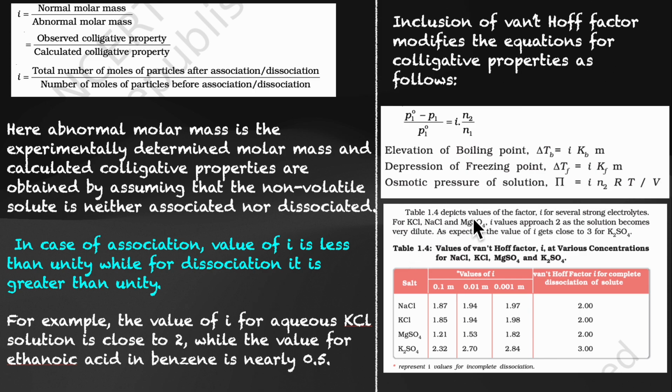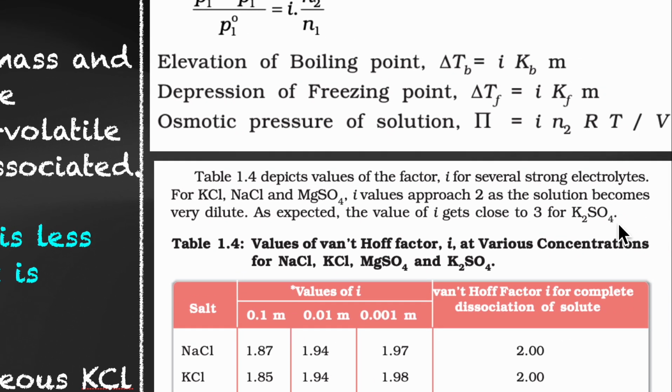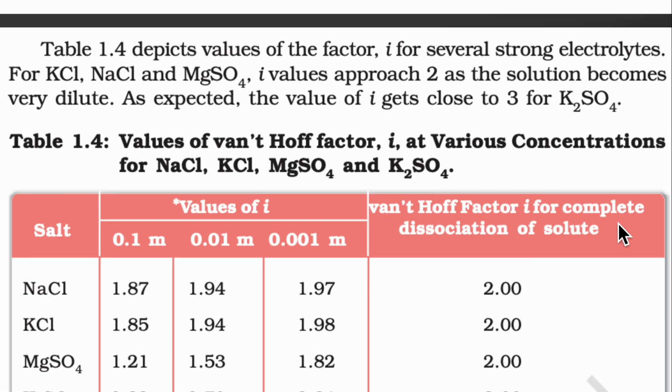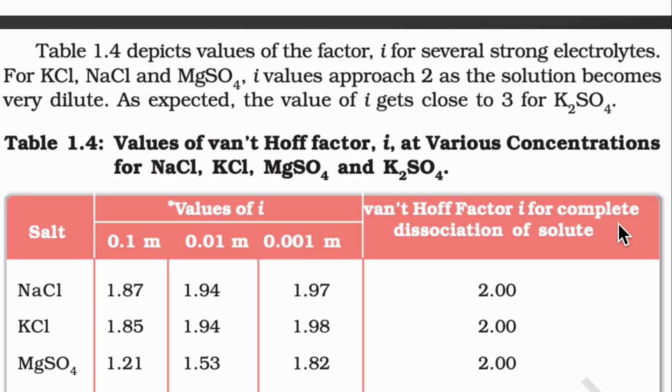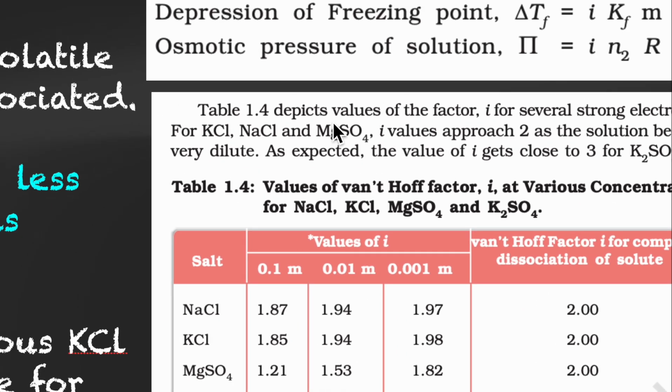Now, table 1.4 depicts values of the factor i for several strong electrolytes. For KCl, NaCl and MgSO4, i values approach 2 as a solution becomes very dilute and they dissociate completely. So KCl will produce K+ and Cl-. Therefore, i will be equal to 2. NaCl also will produce Na+ and Cl-. As expected, the value of i gets close to 3 for K2SO4.